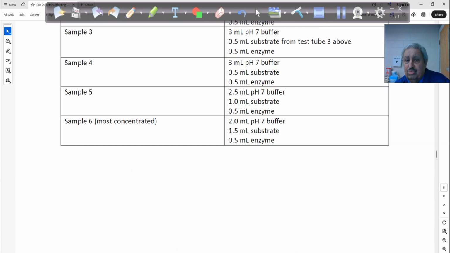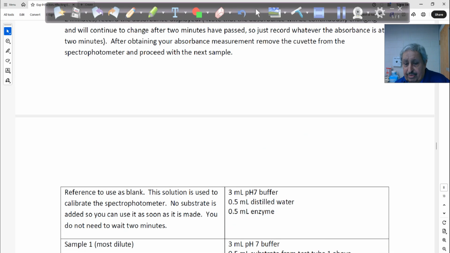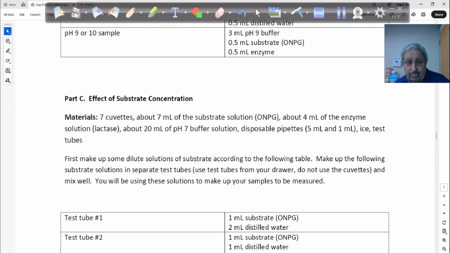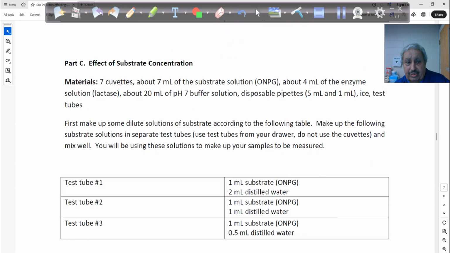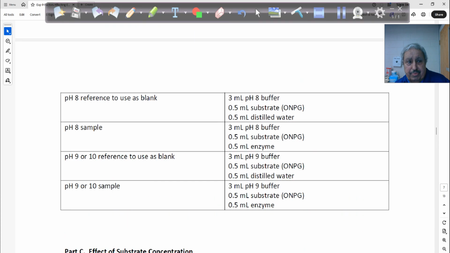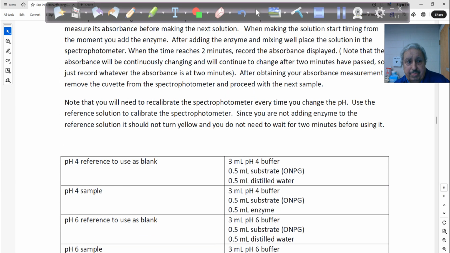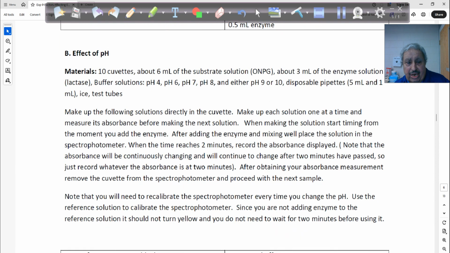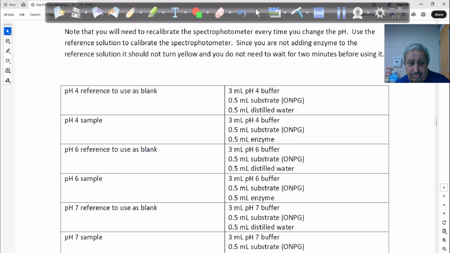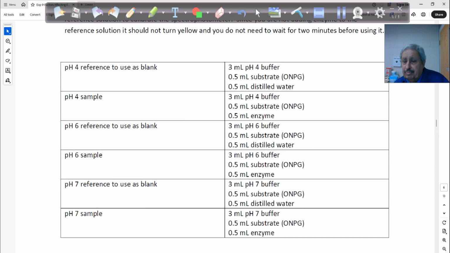Then the second one is where we are looking at the pH. The pH is the same thing here. So you will have different test tubes, correct? That's your blank.